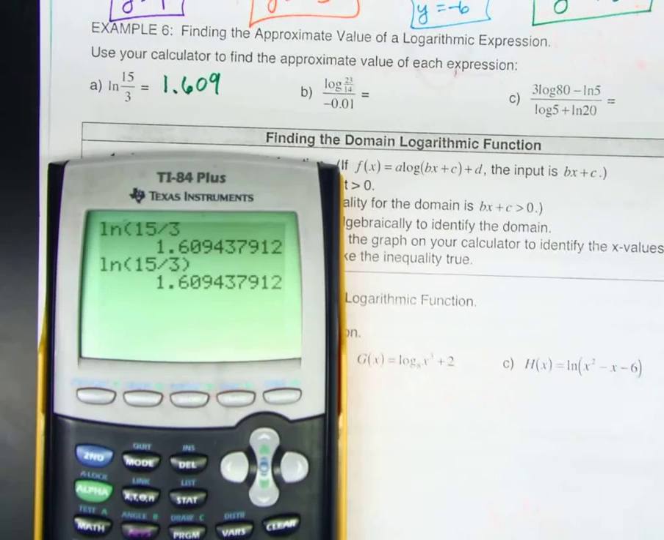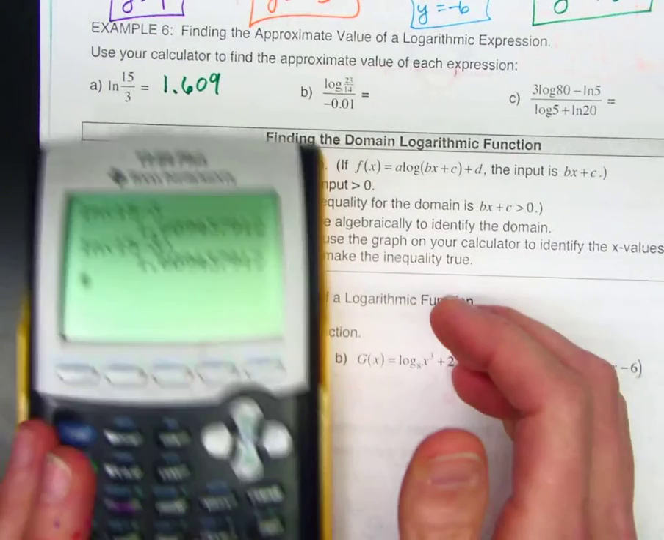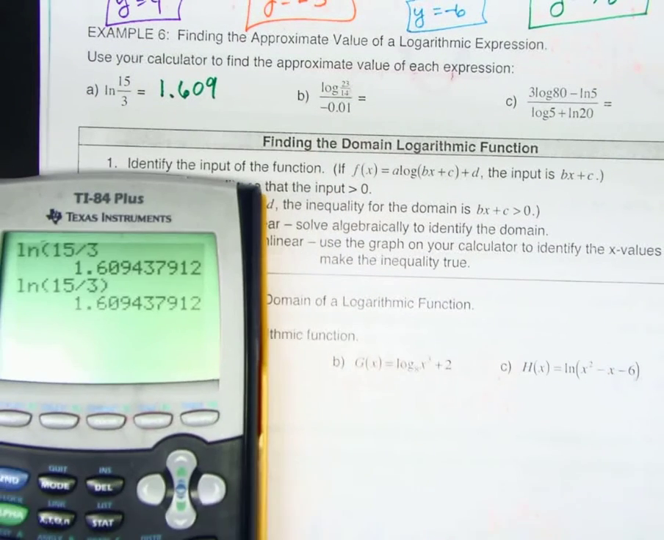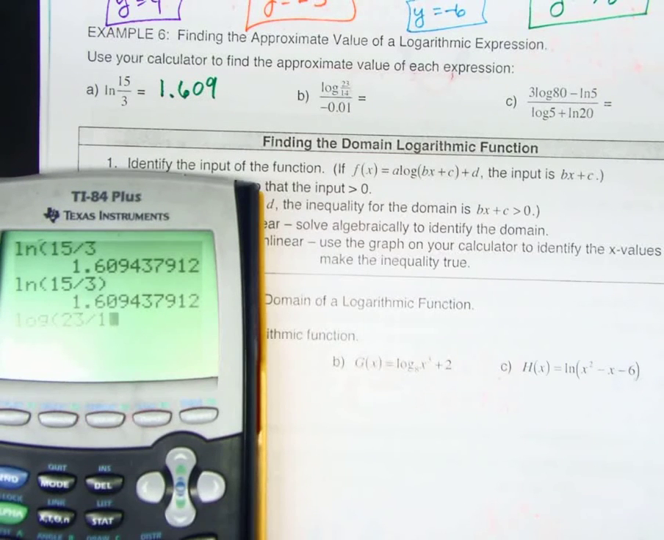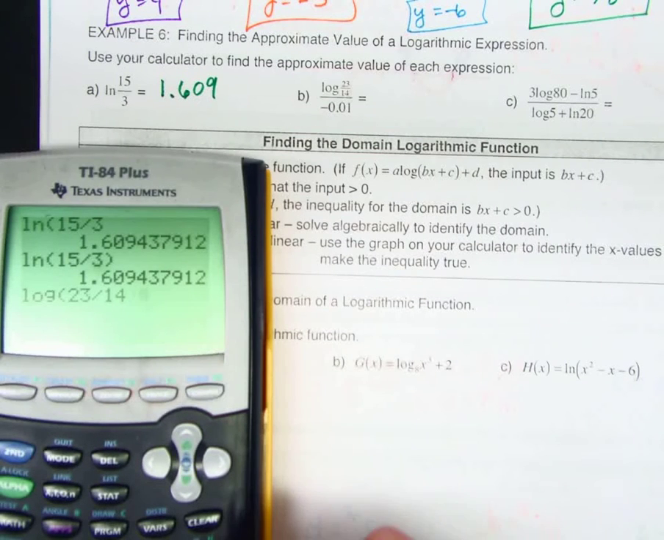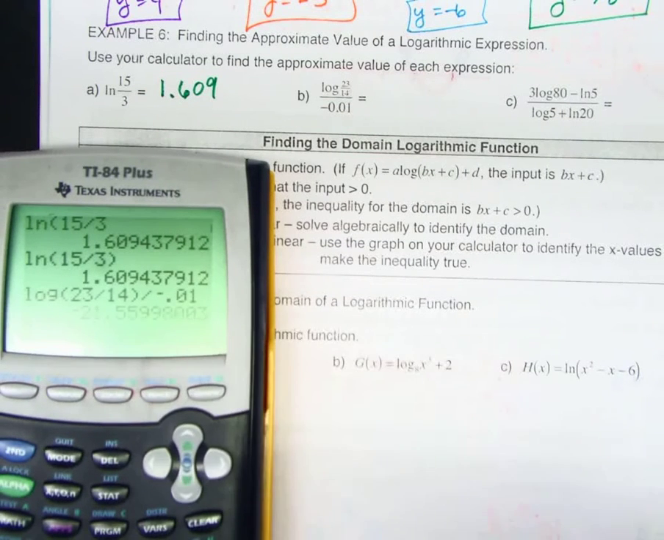All right. For the next one, this is where the parentheses are going to matter. A couple ways to put this in. We have the log of 23 divided by 14. If you do not put a parentheses here, that will change your answer. And then we have divided by negative 0.01. So you need to have this parentheses right here, ending. So that's one way to do it.